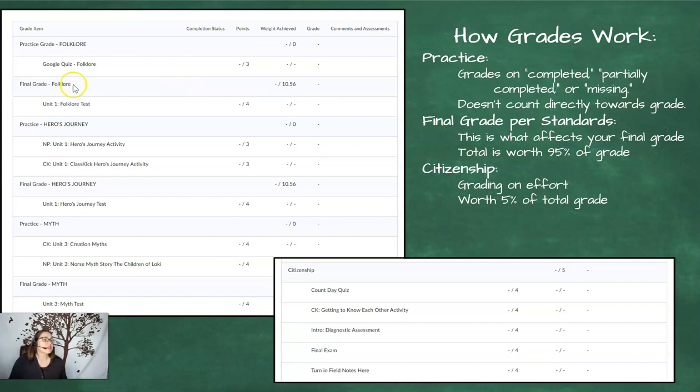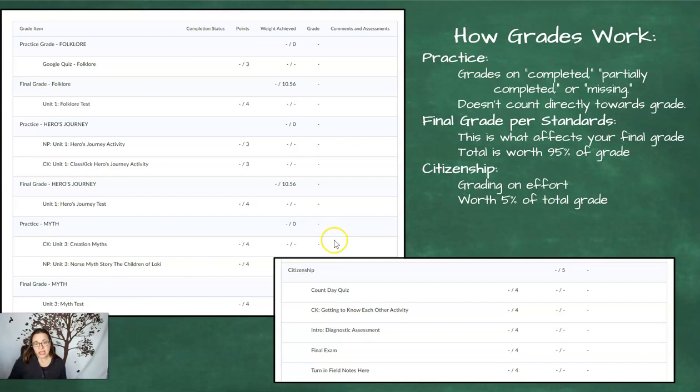And so in this case, the final grade for folklore is the folklore test. So you'll take the test. Based on how you do on the test, that'll prove to me that you know the standard. And so that's what your grade is based on. And each standard has a separate category. So obviously you see folklore, there's one for hero's journey, there's one for myth, all of those categories that we've talked about. And you're going to do something for each category to prove where you're at with that. That is the main bulk of your grade. That is the 95%. Okay?